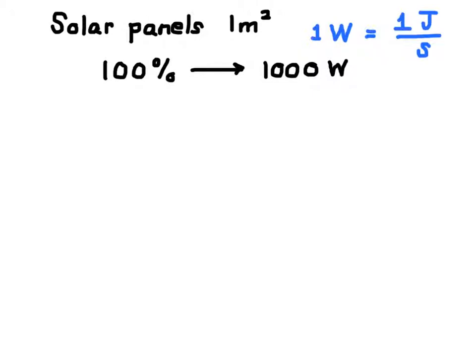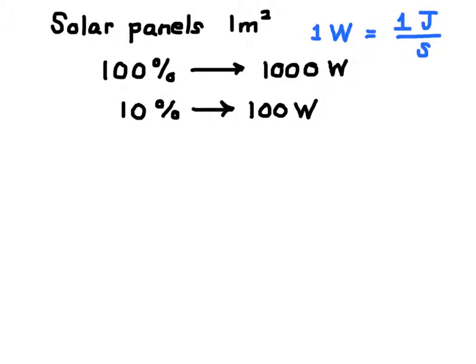Okay, then it gives us an example, and it says that if our panel works at 10% efficiency, then we take 10% of 1,000 and we get 100 watts. So the amount of power from our 1 meter squared panel is 100 watts when we're working at 10% efficiency. Now let's do the problem.